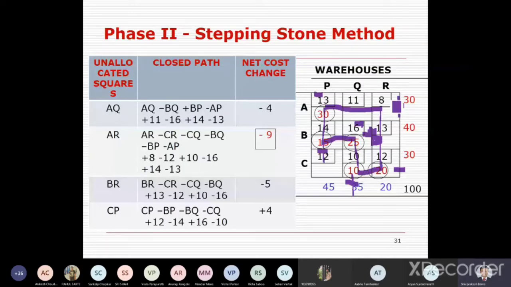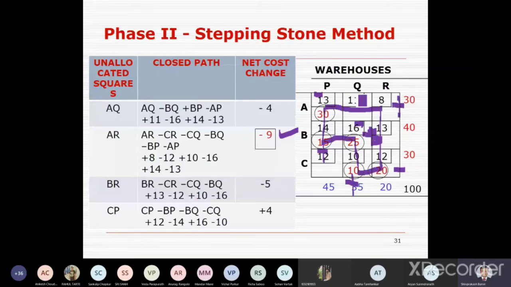Consider the costs of the respective cells. So here start with 8. I have written plus 8, minus 12, plus 10, plus 10, minus 16, plus 14, minus 13, and I got the total cost is minus 9. So here I got minus 9. Minus 9 means if I am able to shift some units to AR, here also I can save the cost or I can minimize the cost.